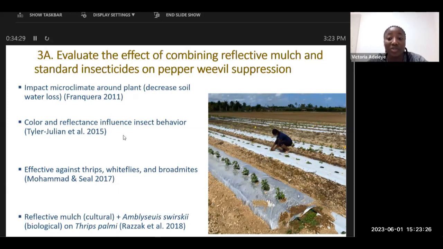So we wanted to evaluate the impact of metallized reflective plastic mulches, because they've been known to reflect ultraviolet light and repel insects by influencing their vision and locomotory behavior. And it's been effective against thrips, whiteflies, and broad mites. Razak et al. 2018 also conducted a study to evaluate the combined effect of reflective mulch and natural enemies on thrips farming.